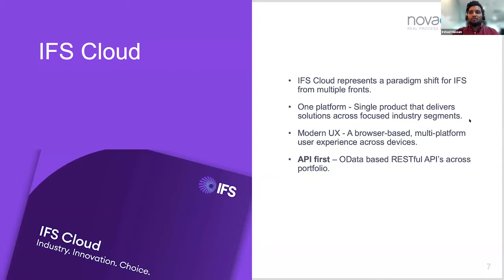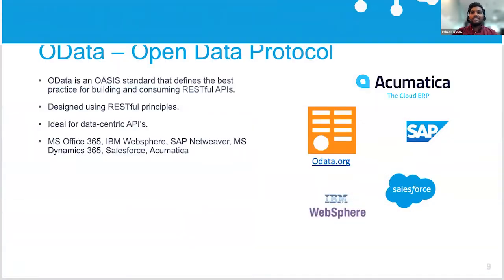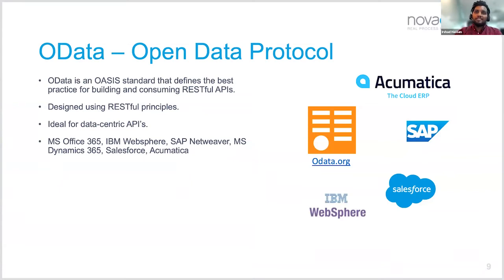Since we talked about OData, let's see what OData is. OData is actually a protocol, or a standard, that defines the best practices for creating and consuming RESTful APIs. OData uses RESTful principles at its core. So you will be using HTTP verbs to create or query data from the IFS backend, and it's ideal for data-centric APIs.